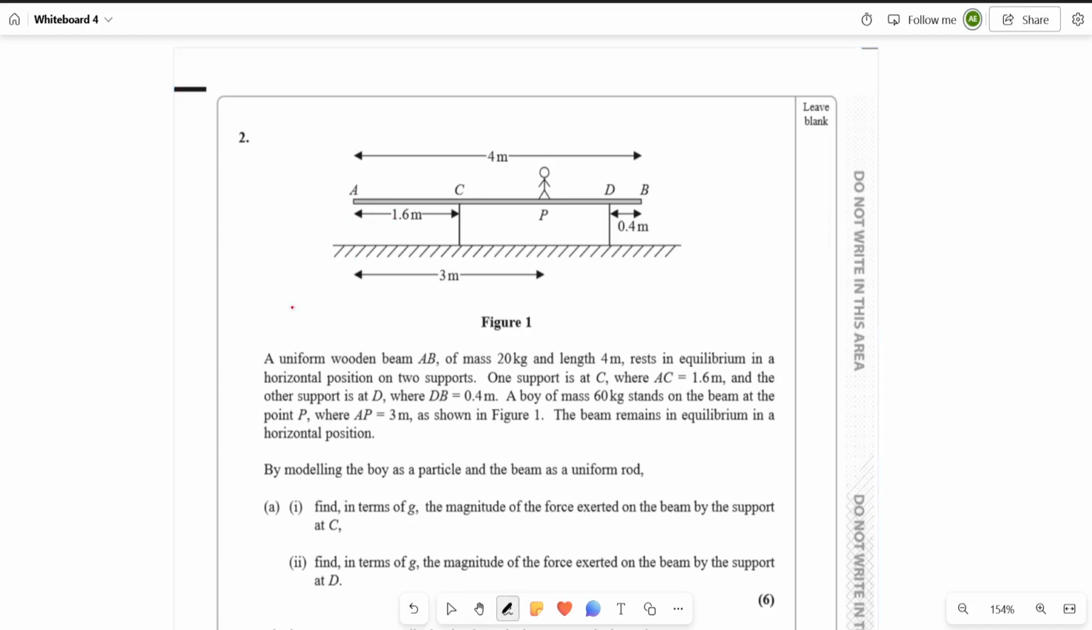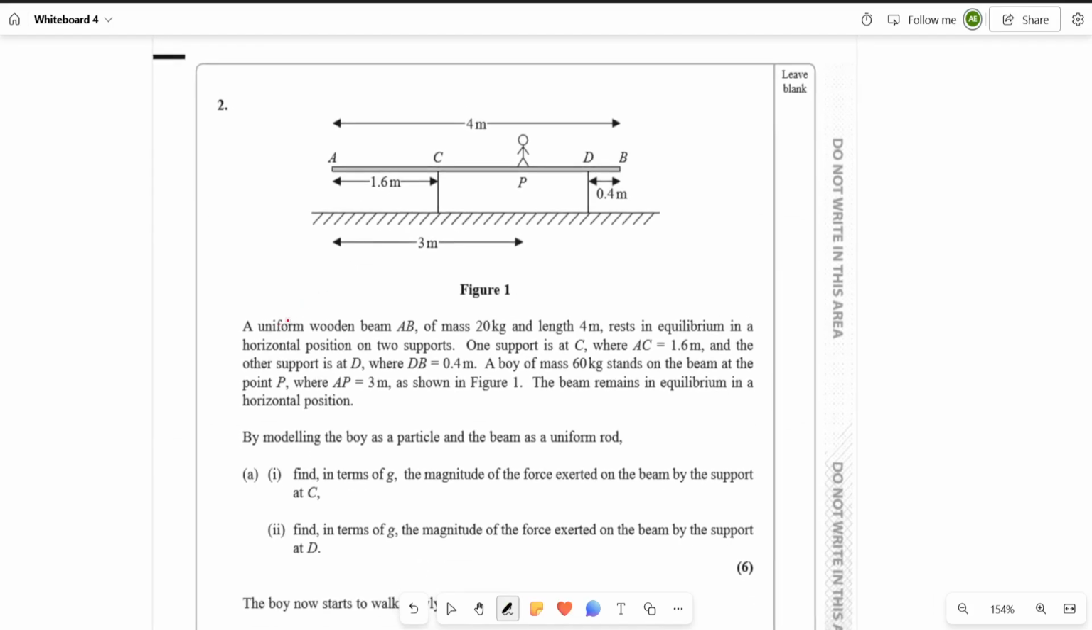So first of all, I always like to start by reading what's happening. It says, a uniform wooden beam AB. So the word uniform tells me something. The word uniform is a keyword telling me about the weight of the beam, because this person probably has a weight, and there is also the weight of the beam itself. Where is the weight of the beam itself? Is it here? Do I put it here? Where do I put it?